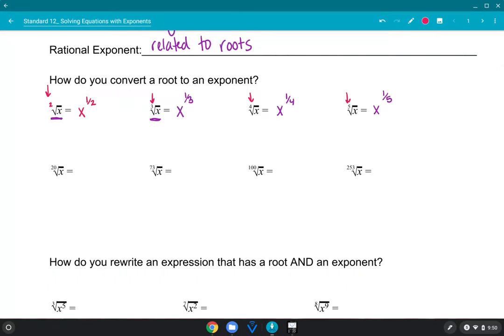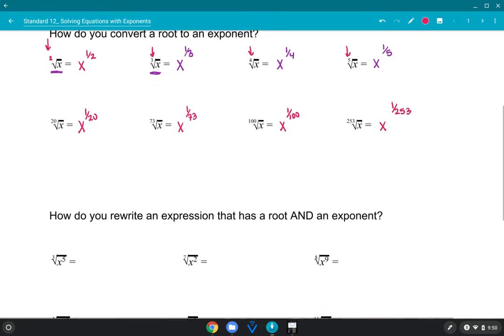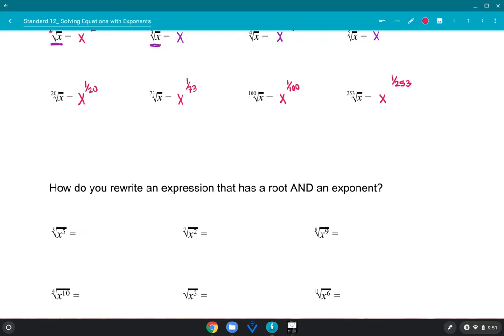So these next ones should be pretty easy if you follow the same pattern. This is x to the 1 over 20th. Now remember, we're not multiplying by these fractions. It's a power, to the power of. So this here is x to the power of 1 over 73. x to the power of 1 over 100. x to the power of 1 over 253. Okay, it's the 253rd root of x.